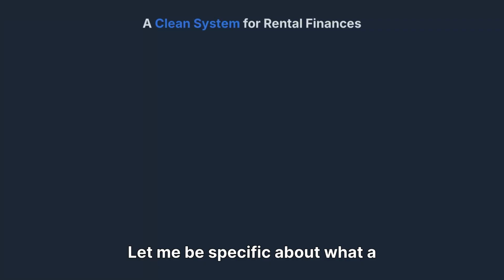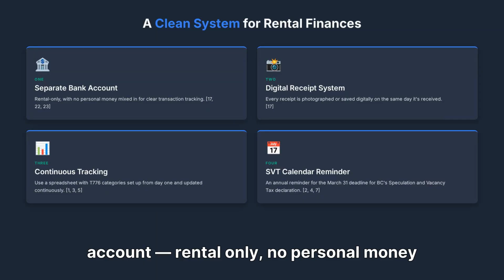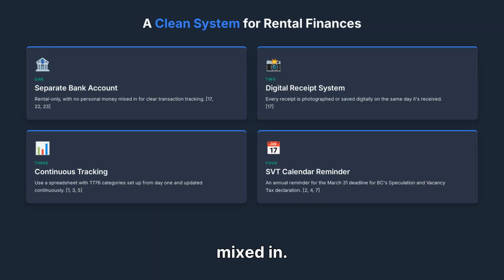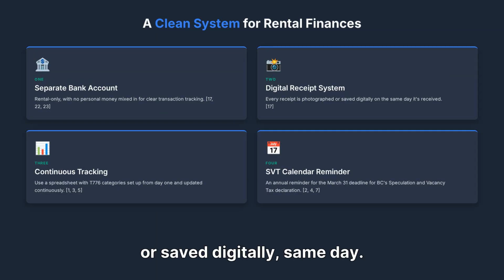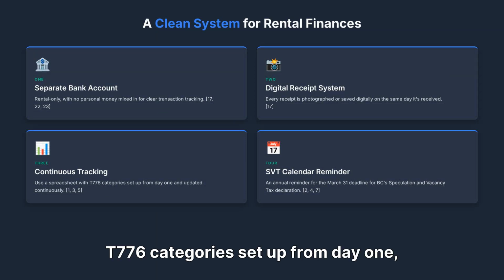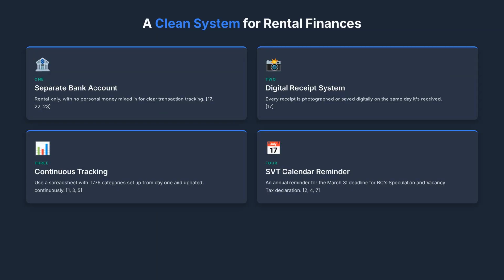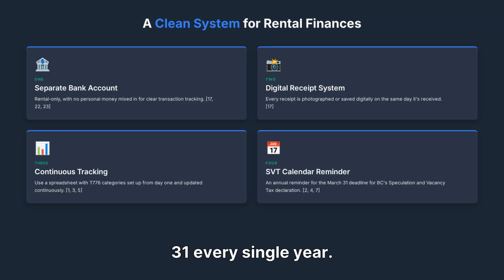Let me be specific about what a clean system looks like. One separate bank account, rental only, no personal money mixed in. One receipt system. Every receipt photographed or saved digitally, same day. One tracking spreadsheet or accounting software, T776 categories set up from day one, updated continuously, and one SVT calendar reminder for March 31st every single year.